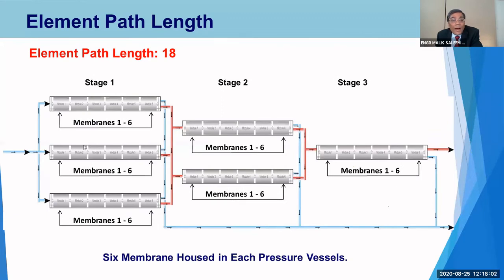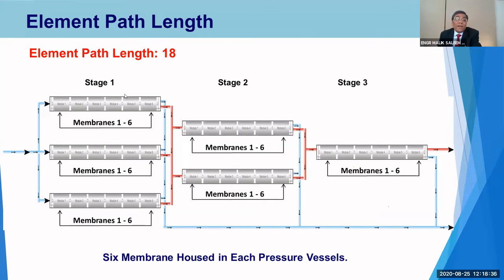In the element path length 18, for example, if we have a three-stage system, we have stage one with six membranes housed in each pressure vessel. In this case, the first stage has three vessels, the second has two vessels, and the third has one vessel. It means that water is passing through these three stages, and each stage has pressure vessels with six membranes. The 6 into 3, it is the 18 path length.